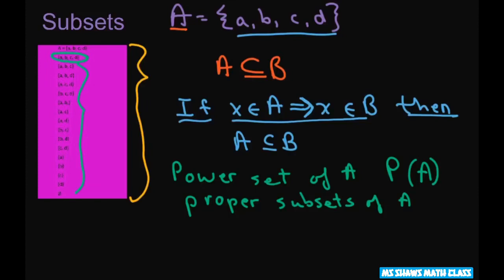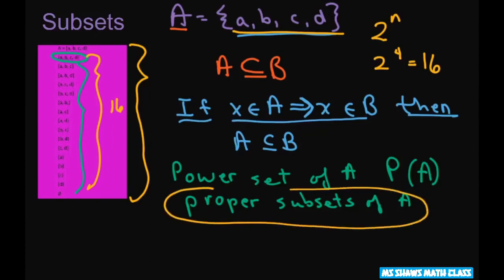Also notice, if you can count these, there's a total from here to here of 16, and we have 4 elements here. There's always 2 to the n possible subsets. If there's n elements, in our case we have 4, 2 to the 4th means we have 16. And if we want proper subsets, that would be 2 to the n, and then you subtract 1. So for our proper subsets, we have 15 proper subsets of A.